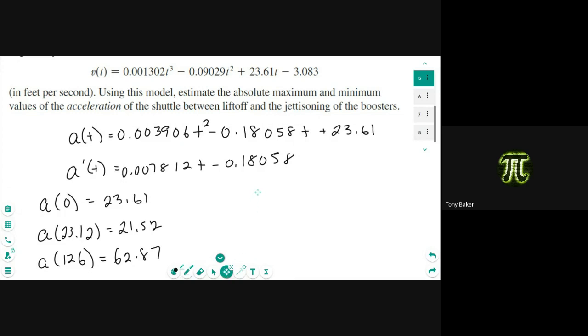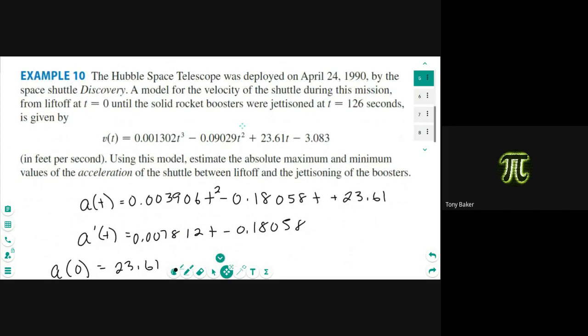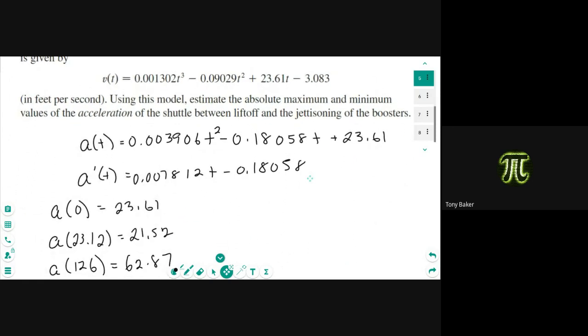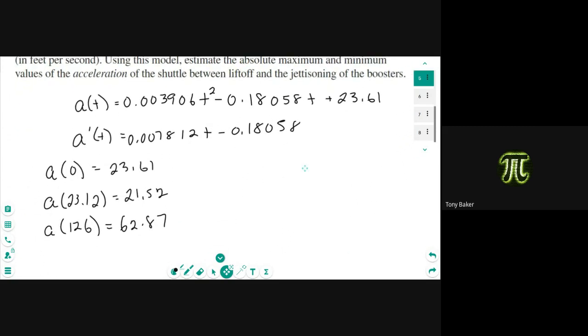The original problem had said that the solid rocket boosters were jettisoned at 126 seconds. So those are the endpoints: 0 seconds at liftoff and then 126. So my minimum acceleration is 21.52 feet per second squared. And my maximum acceleration is 62.87 feet per second squared.